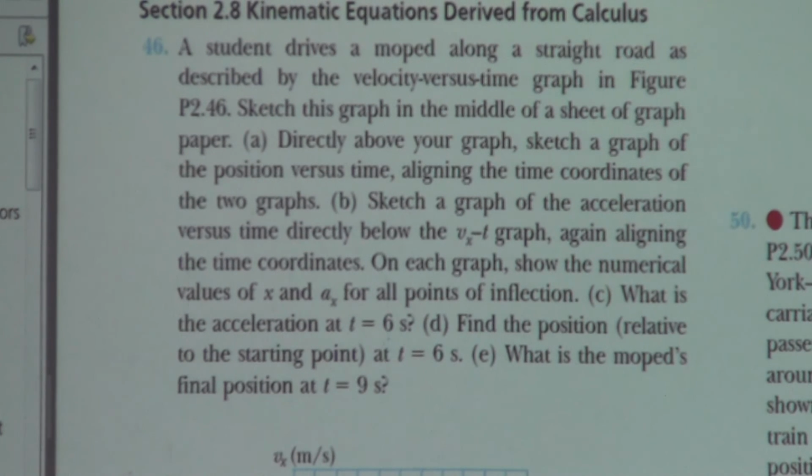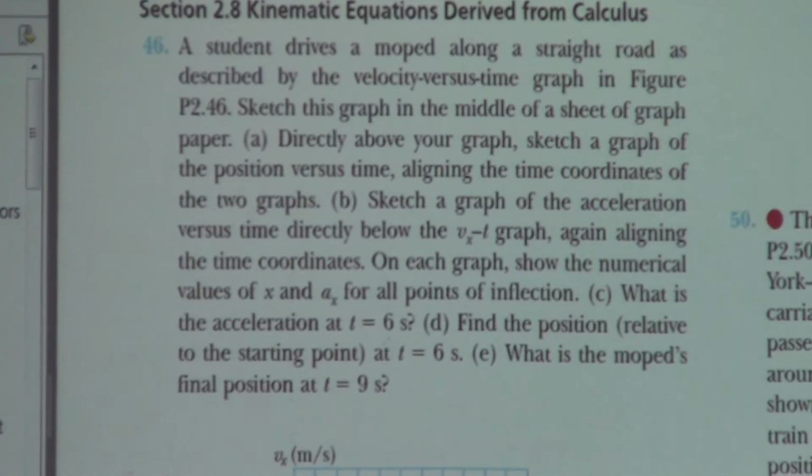All right, so moving on a straight road, as described by the velocity versus time graph below. It says sketch this graph in the middle of your graph paper and then A, directly above your graph, sketch the position versus time, aligning the time coordinates of the two graphs, and then B, sketch a graph for the acceleration versus time directly below, again, aligning the time coordinates. I'll pause right there and say, okay, let me give that a try here.